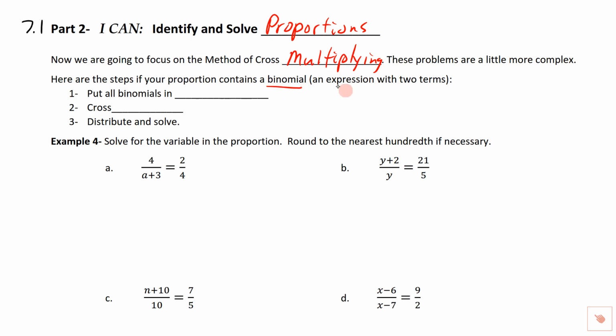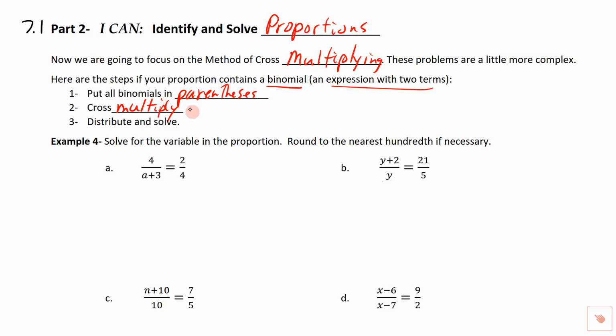And a binomial is an expression with two terms. So you'll notice that this right here is a binomial. Bi means two, like bicycle, so this is a binomial and that's a monomial. You'll spend more time dealing with those later on. So put all binomials in parentheses. Okay, so the first thing we want to do is put them in parentheses. We want to cross multiply.